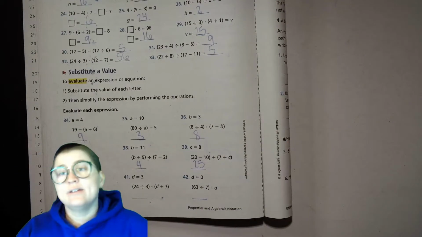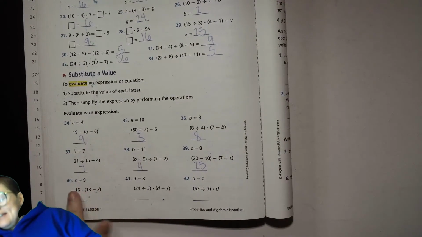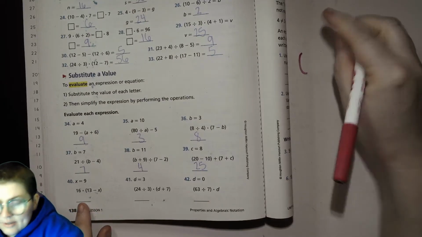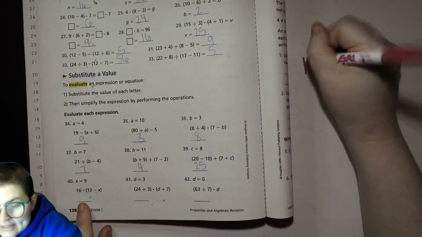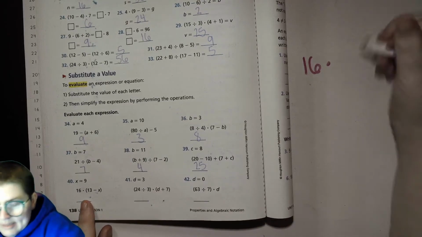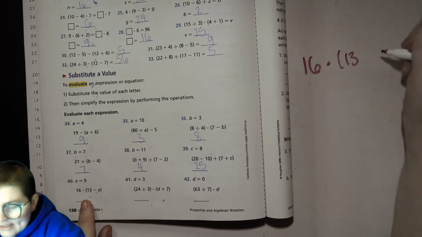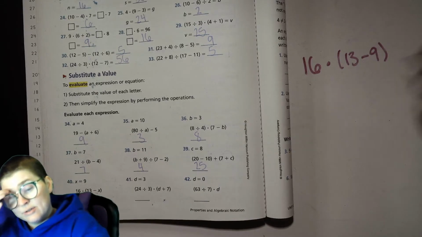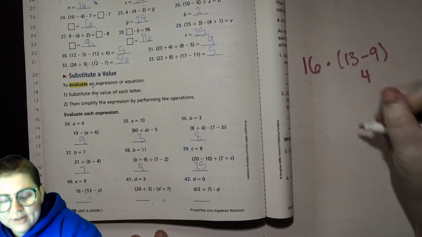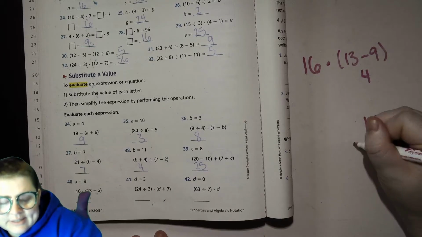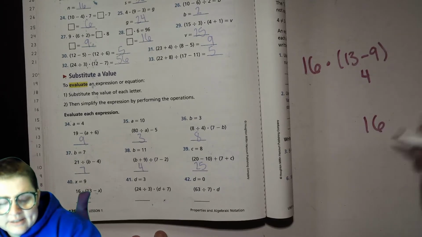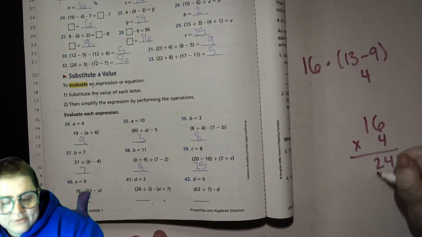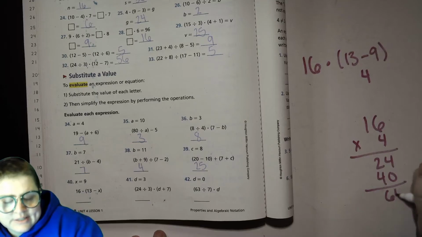Here we see the letter X equals 9. So we will write, oopsie, not a parentheses there, 16 multiplied by 13 minus 9, close parentheses. So 13 minus 9 is 4. I have to write this out this way, 16 times 4. So that's 24 and 40, 64.